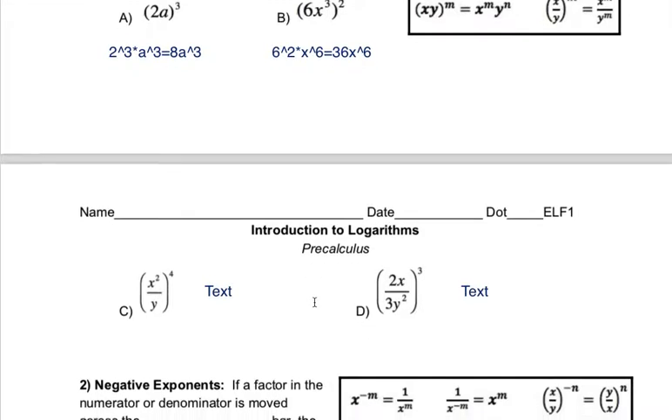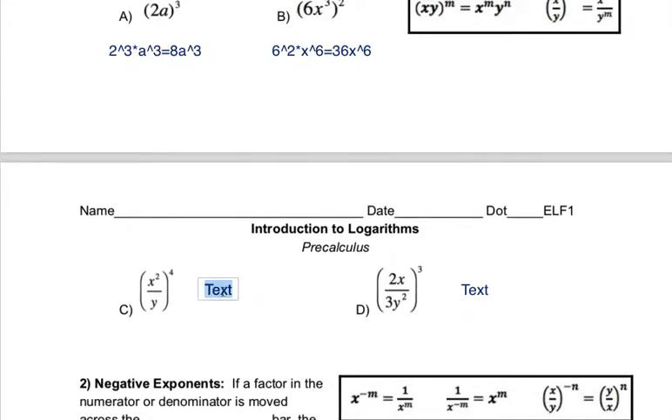And then we have our expanded power rule with some fractions. So in this first one, I have x to the 8th power. So this is 2 to the 4th power. And I'm dividing that by y to the 4th power. So I distribute this fourth power to both terms here.